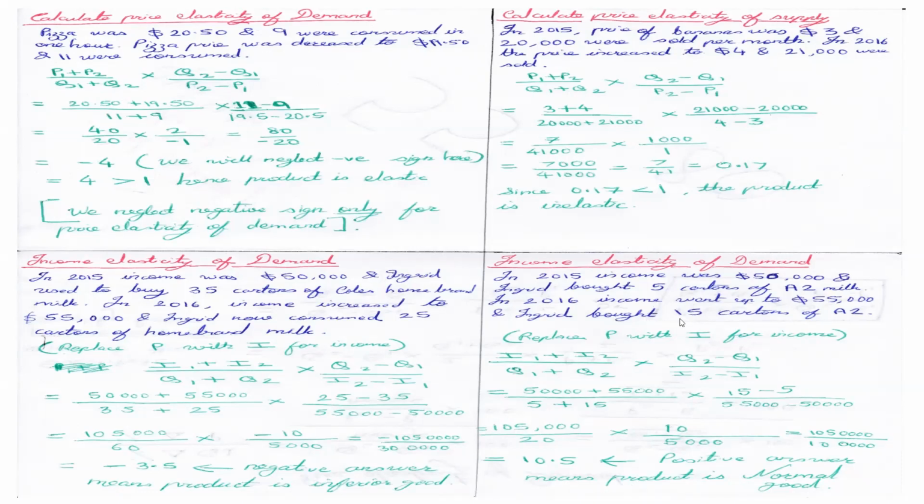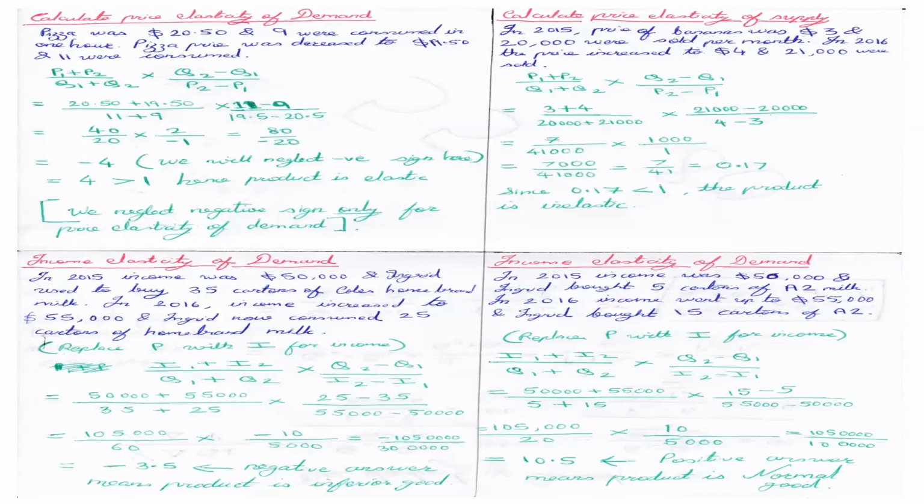The second example at the right bottom of the page shows a similar situation with different numbers where you get a positive answer. If you get a positive answer, the product is a normal good. So these four examples should help you understand the actual calculation part of price elasticity of demand, price elasticity of supply, and income elasticity of demand for both normal and inferior goods.